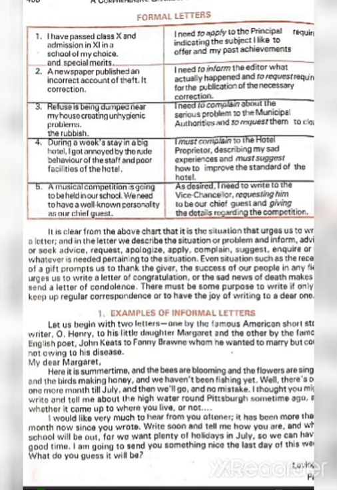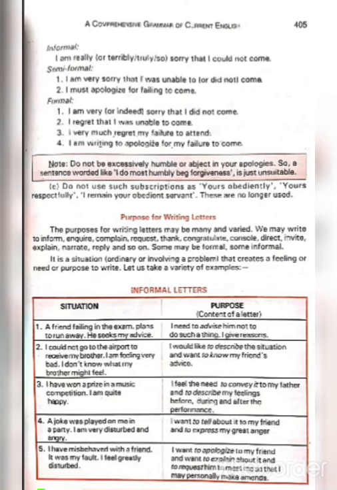Here is an example of informal, but our topic is related to the formal letter. This sentence you have to use for your informal, semi-formal and formal. I am really sorry that I could not come. This is your basic excuse. Semi-formal: I am very sorry that I was unable to come, or did not come.